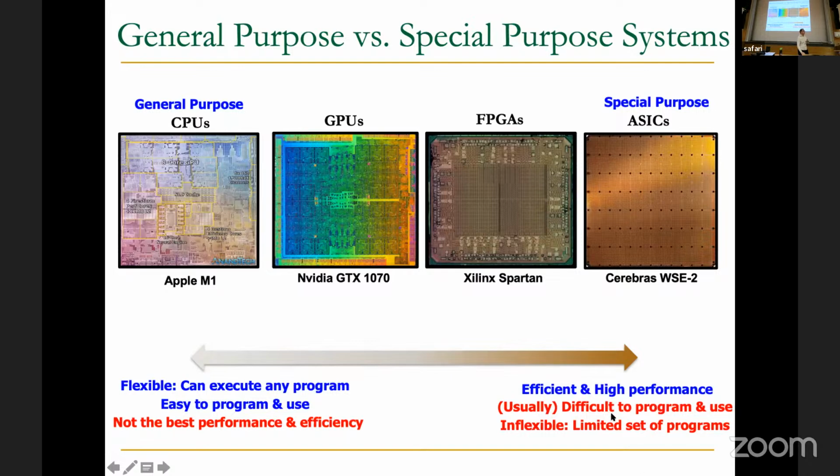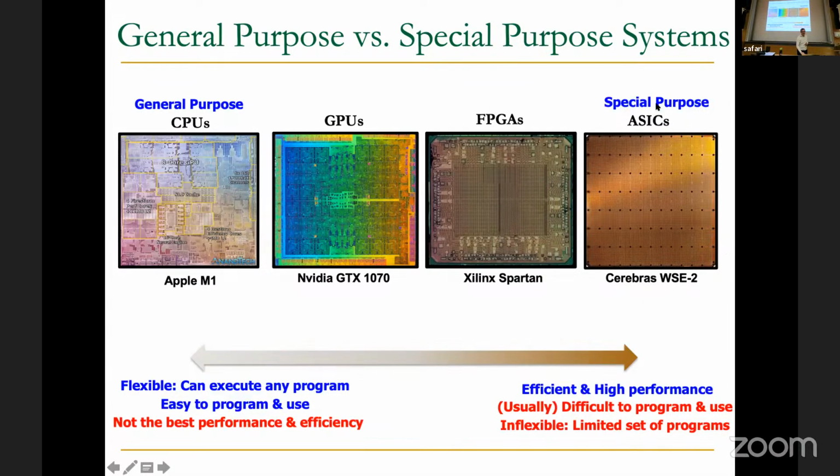What does that mean? That means they can either execute a limited set of programs or they're good at executing a limited set of programs. Whereas here you can execute any program on the leftmost side. When you become more special purpose, you also become difficult to program and use because now you actually need to adapt to the idiosyncrasies of the hardware that are designed for a particular application. But these are extremely efficient and high performance.